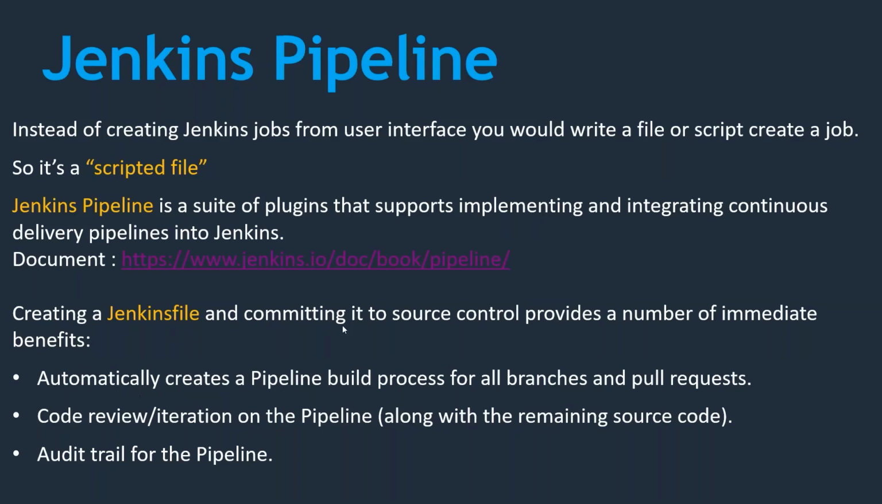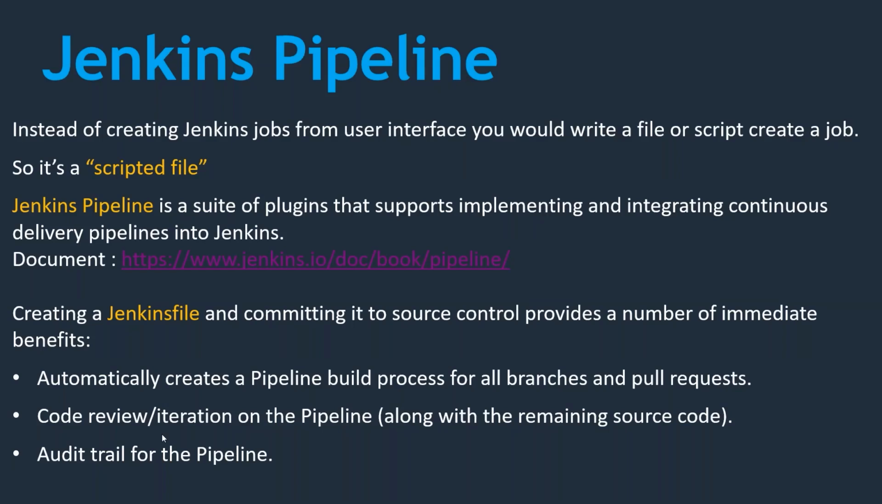So what is the benefit of committing the Jenkins pipeline? As I discussed, it automatically creates a pipeline build process for all branches and pull requests. So now what does it do? We are going to have a Jenkins pipeline in our GitHub repository. So whenever you clone the code, you get the pipeline as well, and it will have all the steps for how you need to build. If I don't give the Jenkins pipeline, you have the code, but you don't know how to build it. You need to write documentation on how to use that code. But if you give the Jenkins pipeline, it is quite easy for them to build it.